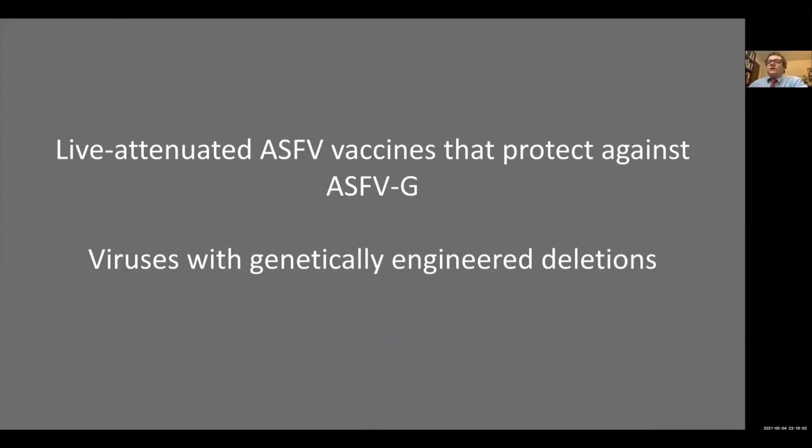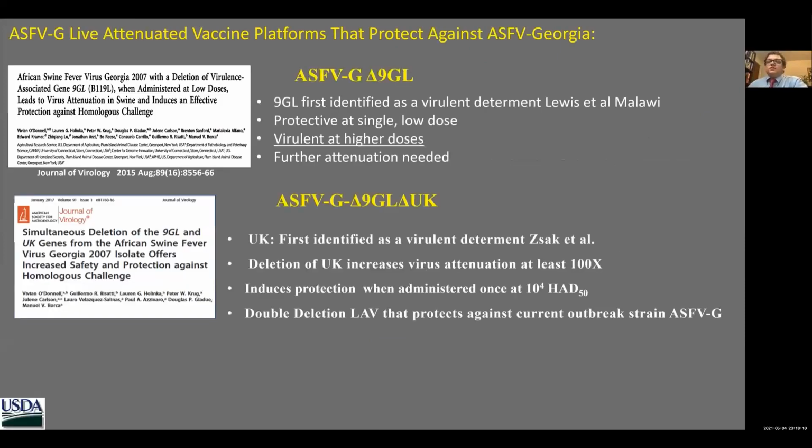So I'm going to talk about live attenuated vaccines that protect against the current Georgia strain and viruses with genetically engineered deletions. The first one I'd like to talk about is ASFG with a deletion of the gene 9GL. 9GL was first identified as a virulence determinant by Lewis et al. in the Malawi strain. It was protected, and when we deleted it from Georgia, we found that it was protected at a single low dose. However, it was virulent at higher doses, which was not seen in the initial deletion of 9GL by Lewis et al. So we knew the Delta 9GL vaccine platform would need further attenuation.